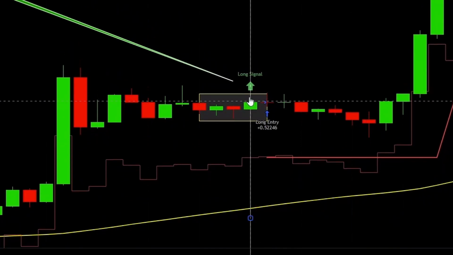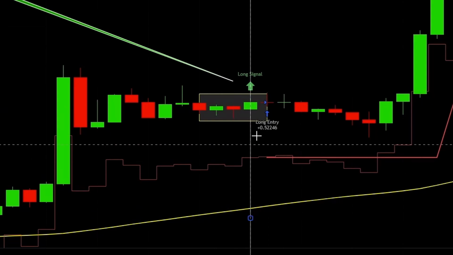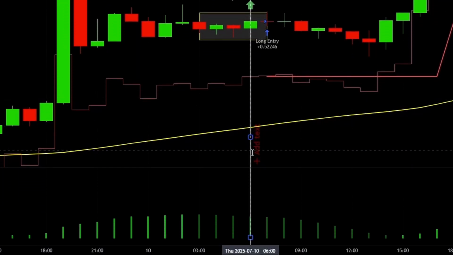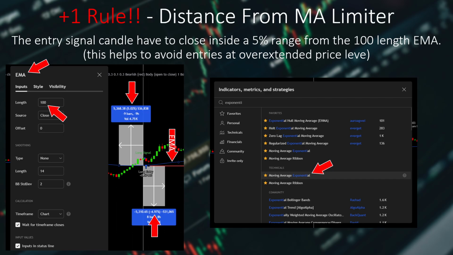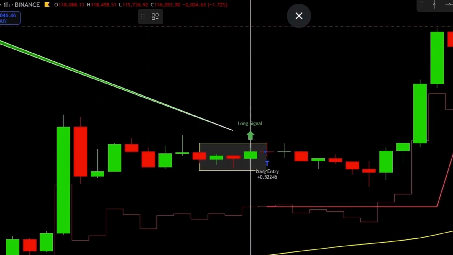Besides that, the entry signal candle closed above the WMA or the volume weighted moving average. And if you take a look at the bottom, this trade occurred on a Thursday at 6 AM, so we are inside the allowed trading window. That means we can enter into a long position.